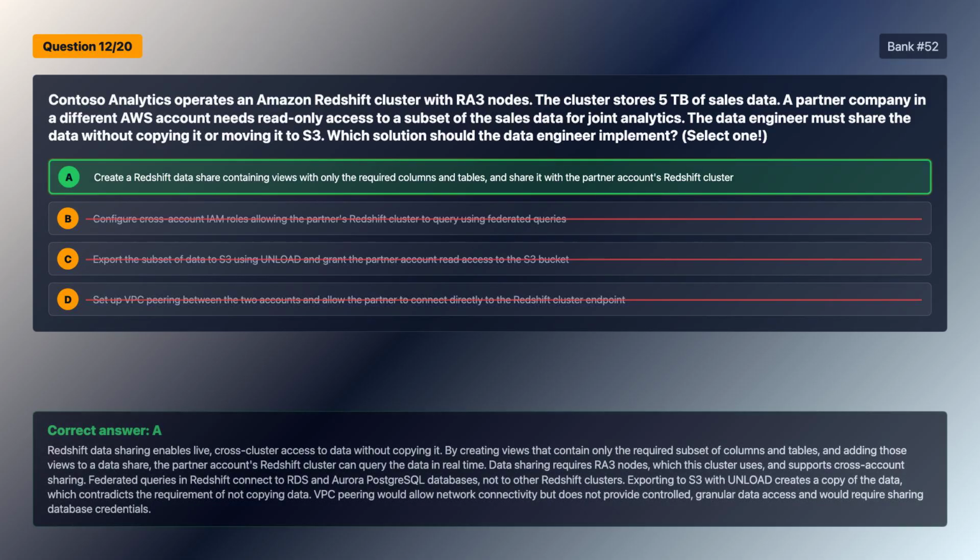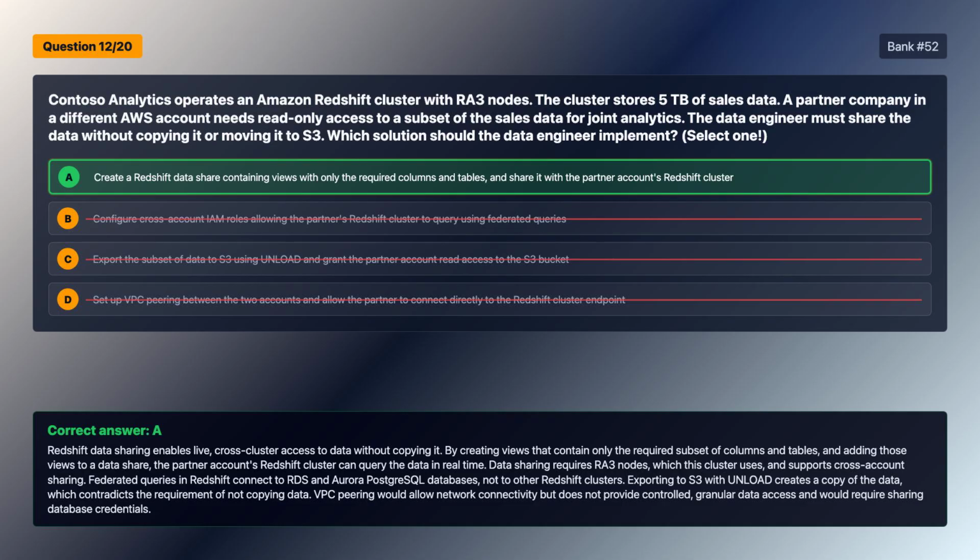The correct answer is Option A. Redshift data sharing enables live, cross-cluster access to data without copying it. By creating views that contain only the required subset of columns and tables, and adding those views to a data share, the partner account's Redshift cluster can query the data in real time. Data sharing requires RA3 nodes, which this cluster uses, and supports cross-account sharing.